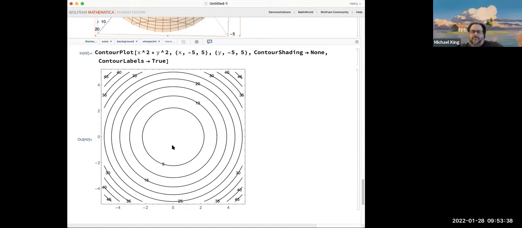But that makes sense also for the bowl shape. If it's going up and getting steeper on the sides, then these should be getting closer together as we go away from the origin.